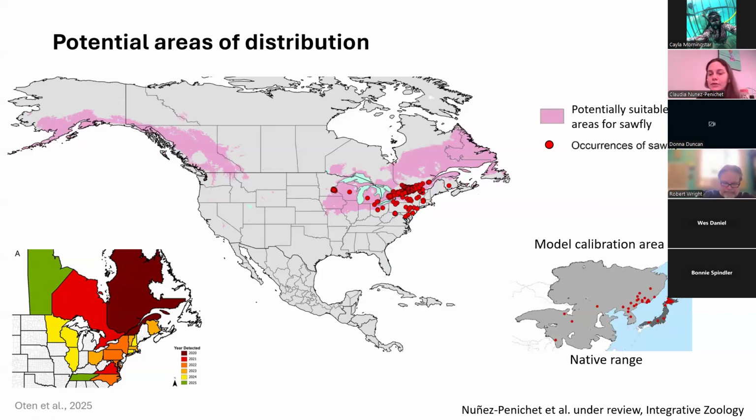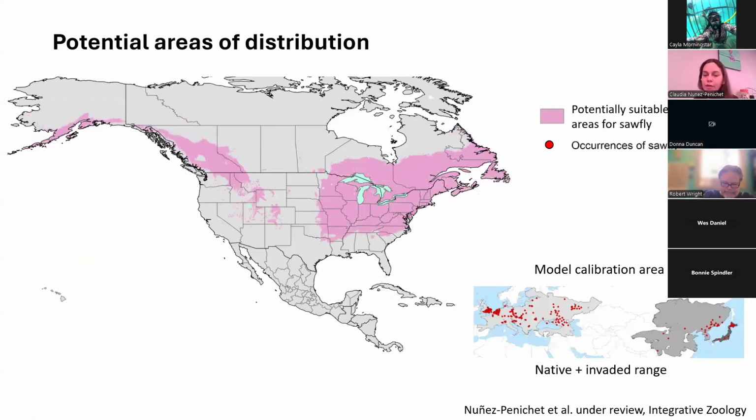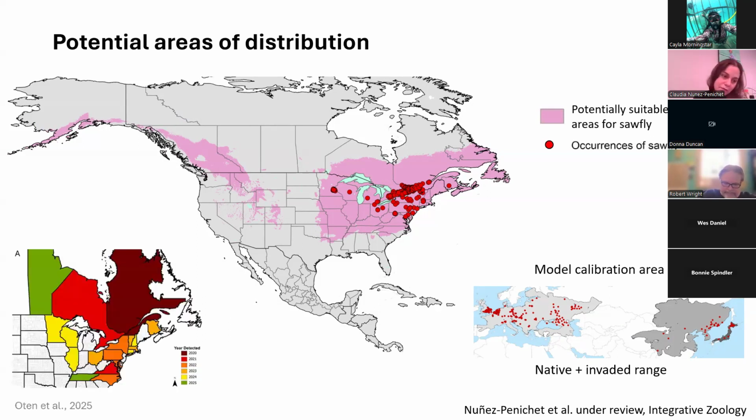So we tried, as I mentioned, calibrating the models with the native range, but also including the occurrences in the invaded areas in Europe. And when we did that, this was the result that we got. The predictions are broader, and they also include all the areas where the species has actually been reported already. And this was with the occurrences back in 2024.